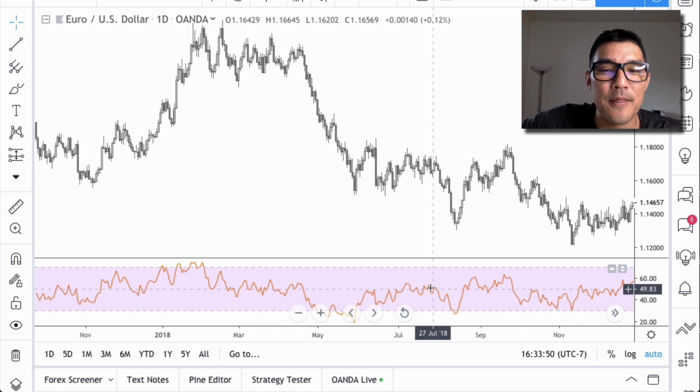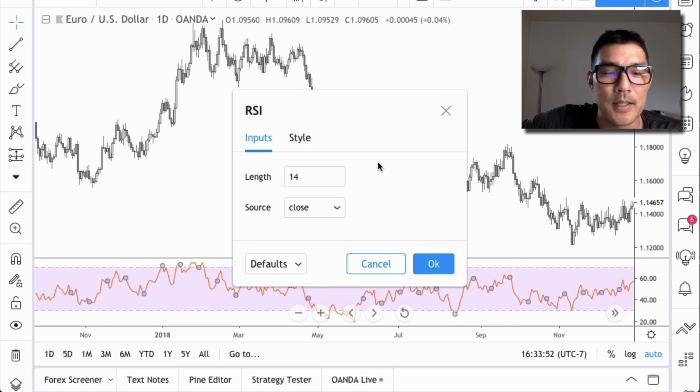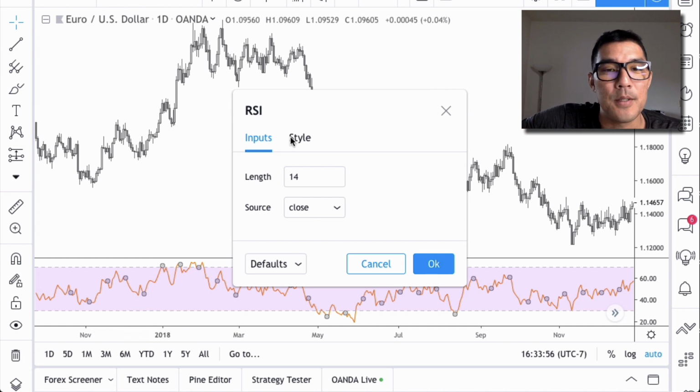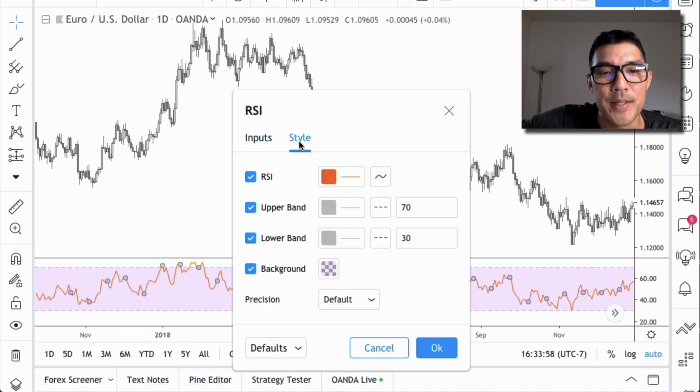Okay, now let's take a look at the settings. You already know about the length setting. That gives you the look back period, how many periods you're going to look back. But you can also set the trigger points. The default setting for the upper band is 70. The lower band's default setting is 30, and that's how most people use it.